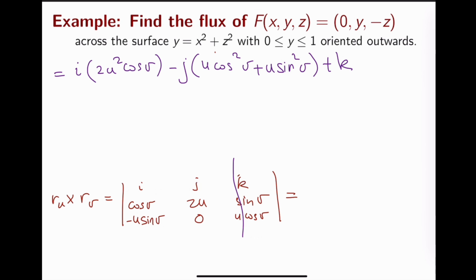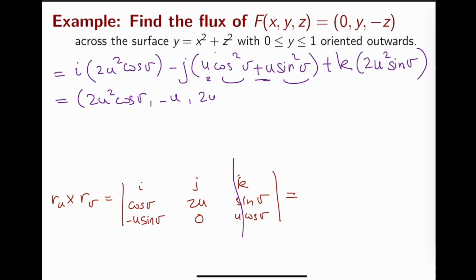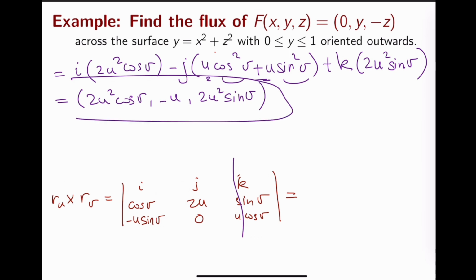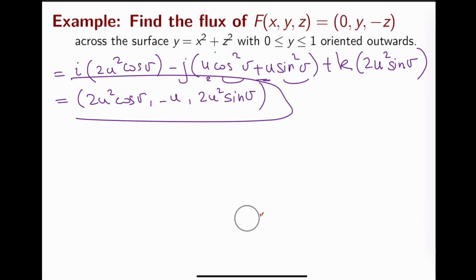going to be 2u squared. Here when we take u as a common factor, gets u multiplied by 1, and so with a minus in front, this is just minus u. So this is the vector then that we need to calculate the dot product that we need for the formula.